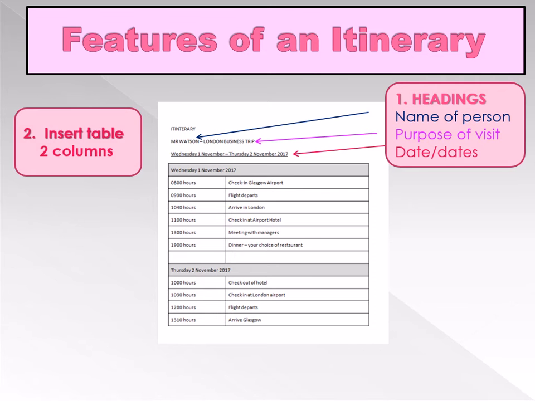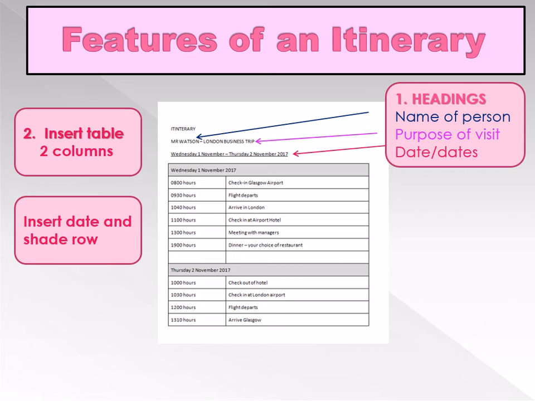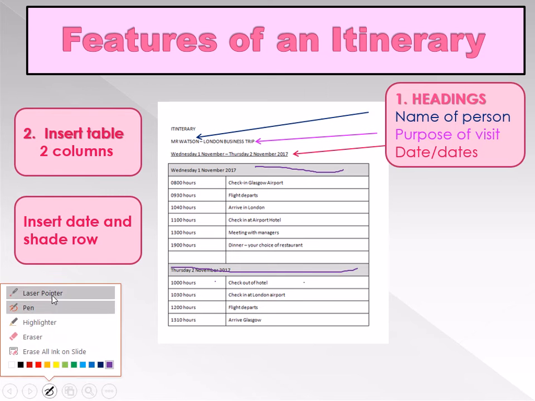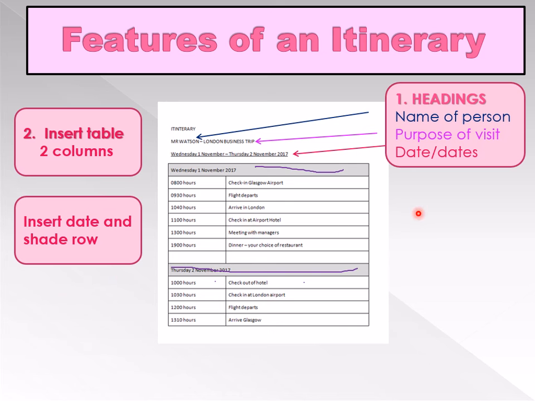We then need to insert a table. Your table must have 2 columns, one for the time and one for the activity. You need to insert a date and then shade that row, and you'll see here that the row has been shaded, and you'll notice it's all one row. It's not 2 like we have here. Okay, so I'll show you how to do that as well.